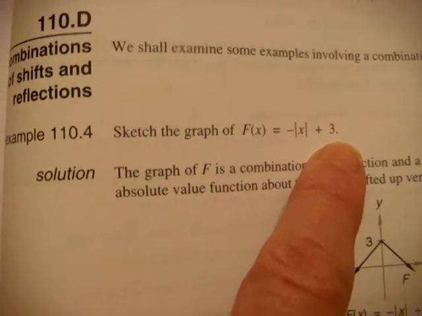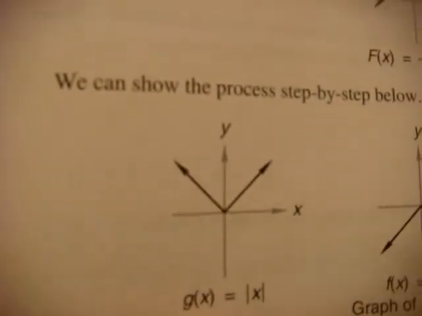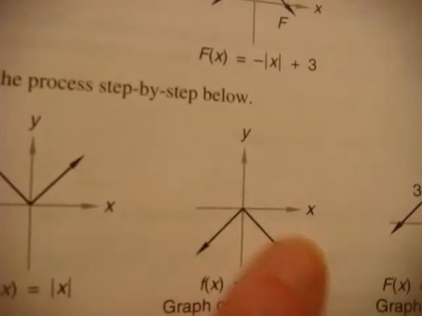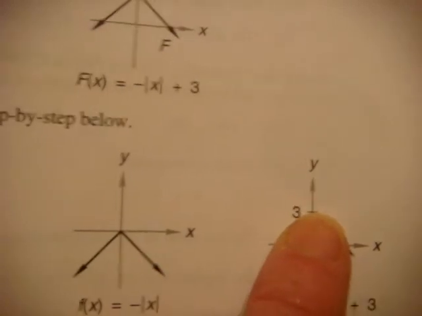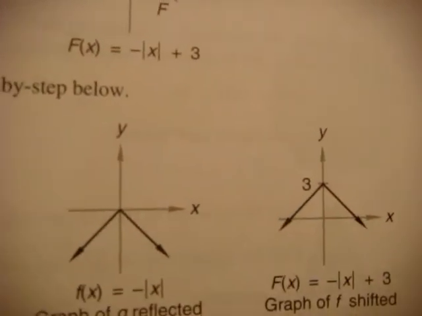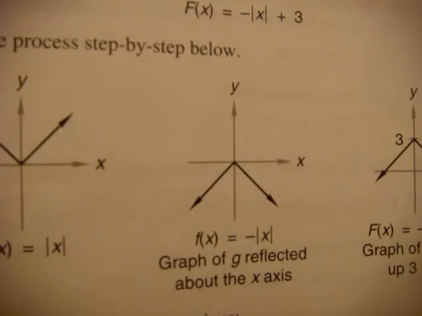So what they suggest you do for these is you write the parent function. Here's our parent function. The next thing is we're going to flip it. We flipped it. And then the final thing is we're going to move it up 3. And that's how we do a combination. You start with the parent, then you do one of the other parts of the function, and then we do another part of the function.